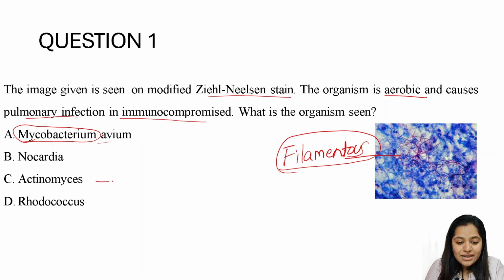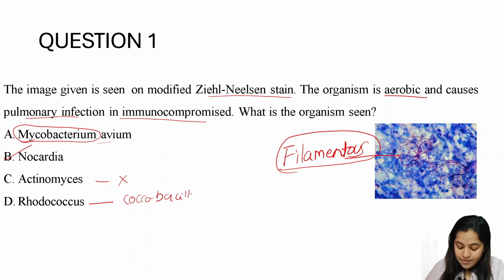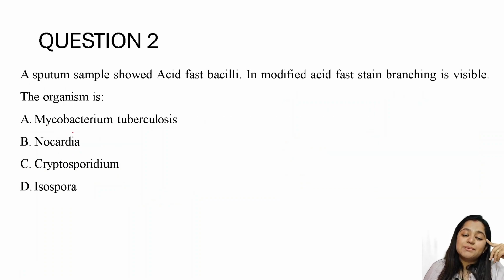Actinomyces, again, Actinomyces is not acid fast, so this is also out. Rhodococcus is acid fast. It can cause pulmonary infection, but it is not filamentous. It is coccobacilli. So again, what is left here? Nocardia. Clear?